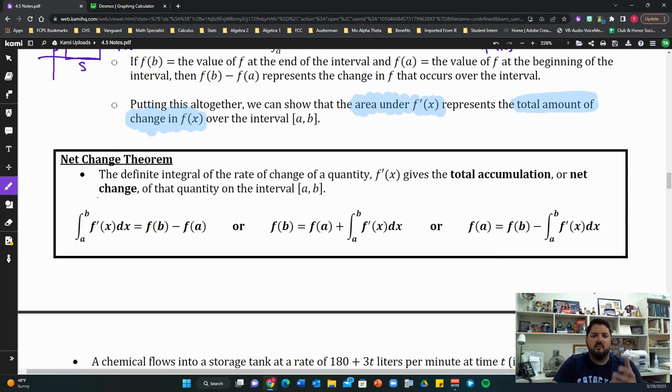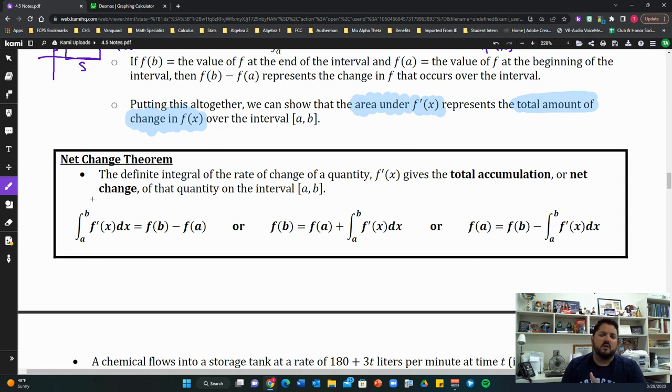So the formal name of this idea, this interpretation, is called the net change theorem. The definite integral of the rate of change of a quantity, f prime, gives the total accumulation or net change of that quantity on the interval a to b. So the first way of writing it is the way that we've already seen it. The integral from a to b of f prime dx equals f of b minus f of a.